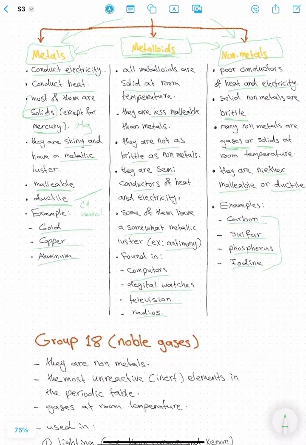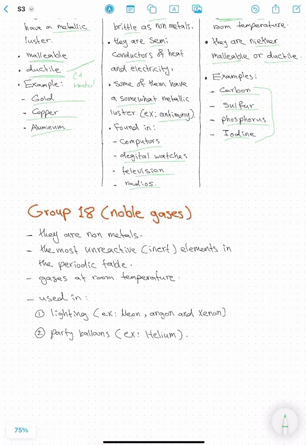Okay, let's talk about some of their properties. They are nonmetals, as we said, because they're on the right side of the periodic table. Most of them, they are unreactive, inert. They do not react with other elements in the periodic table. All of them, they're gases at room temperature. Their applications, we use them, for example, in lighting, such as neon, argon, and xenon, and party balloons, the ones that float in the air. We have helium inside.